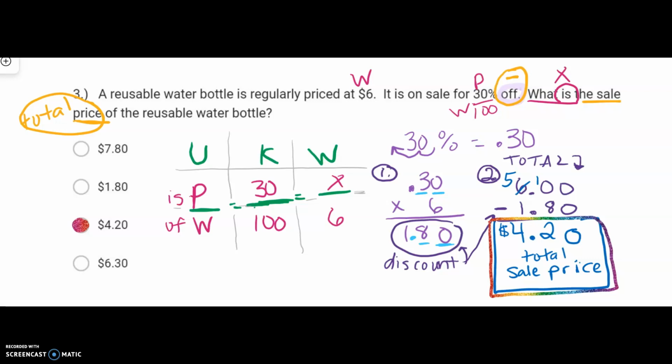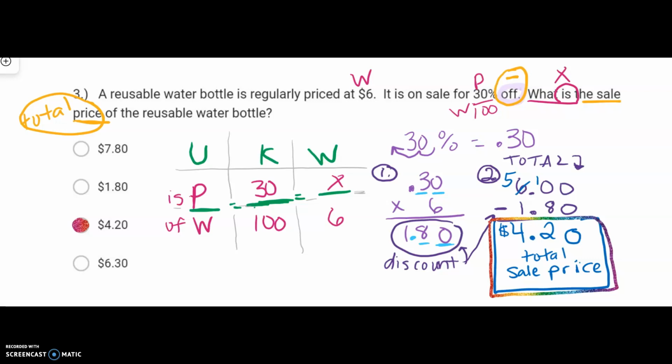All right, so number 3. It's talking about a water bottle that's regularly priced at $6. It's on sale for 30% off. That 30% off tells me I need to subtract. That's a discount. So the what is telling me what we're missing. What is, so I put the x above is, the sale price. Sale price means total, which is why I put that in a circle also, of the reusable water bottle.